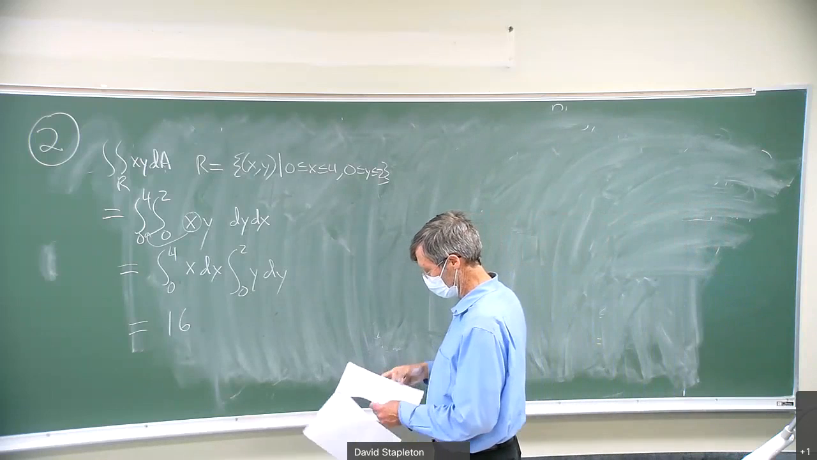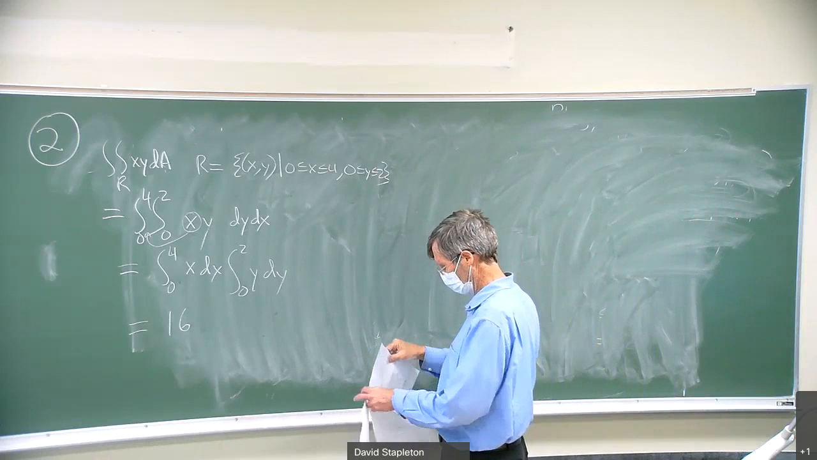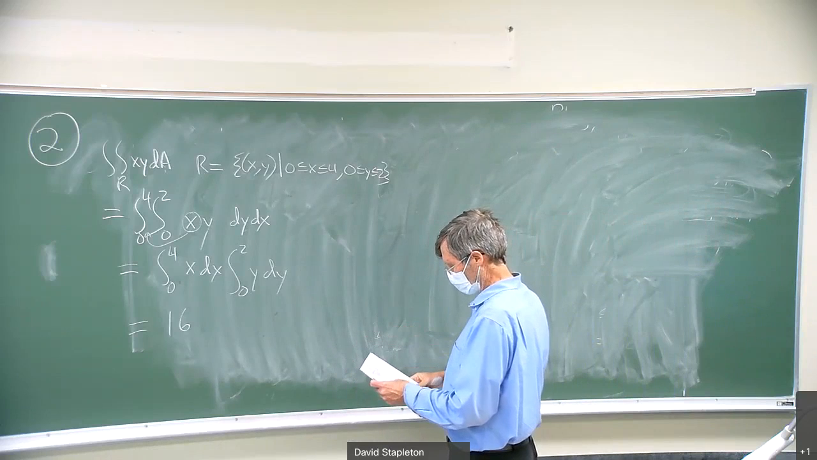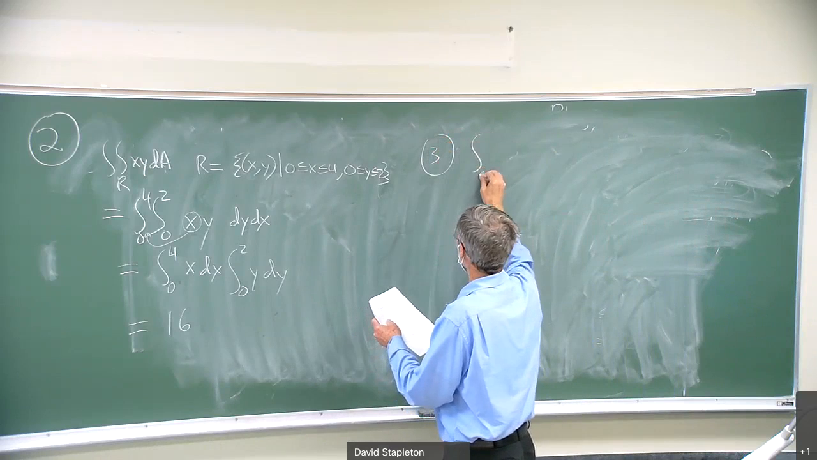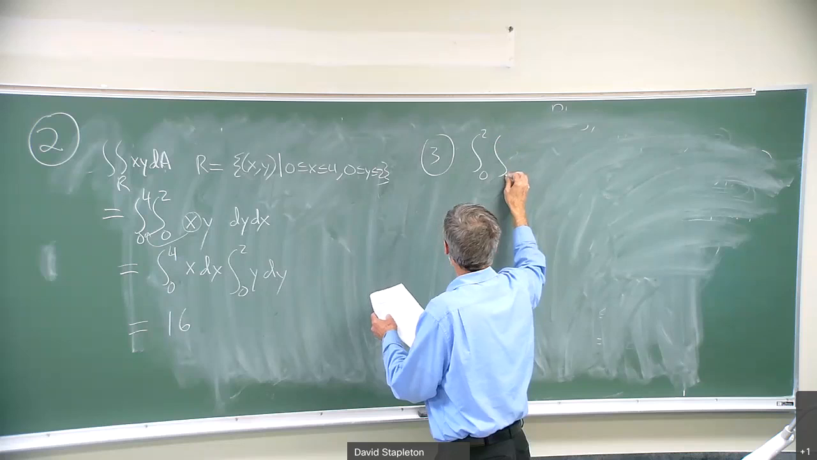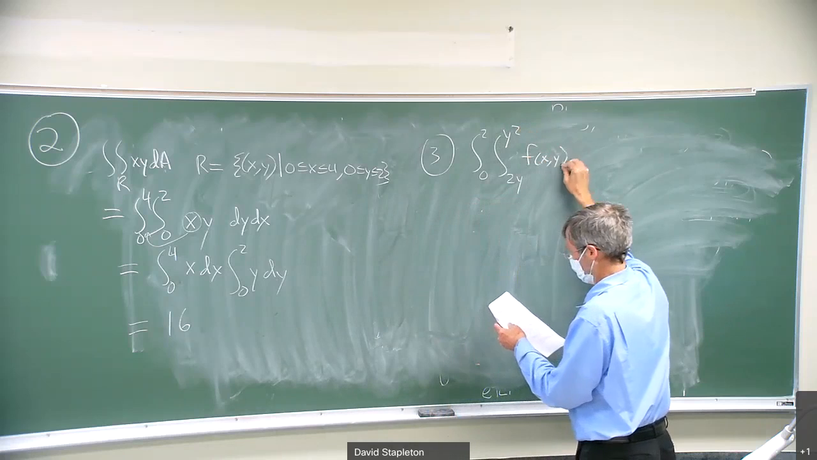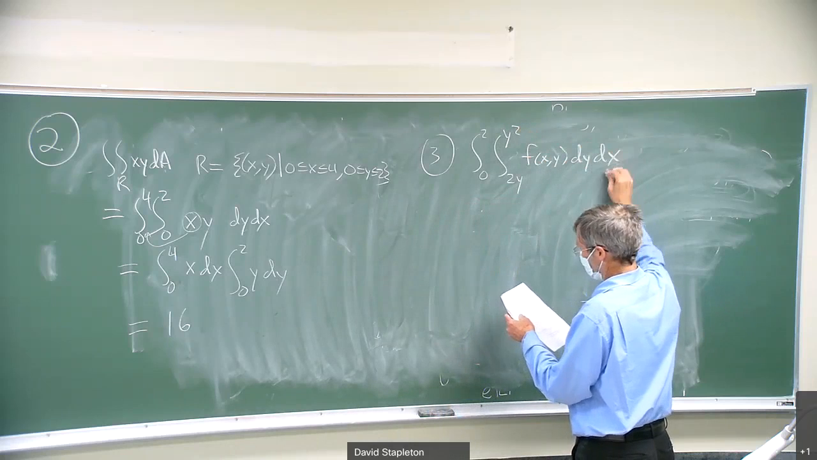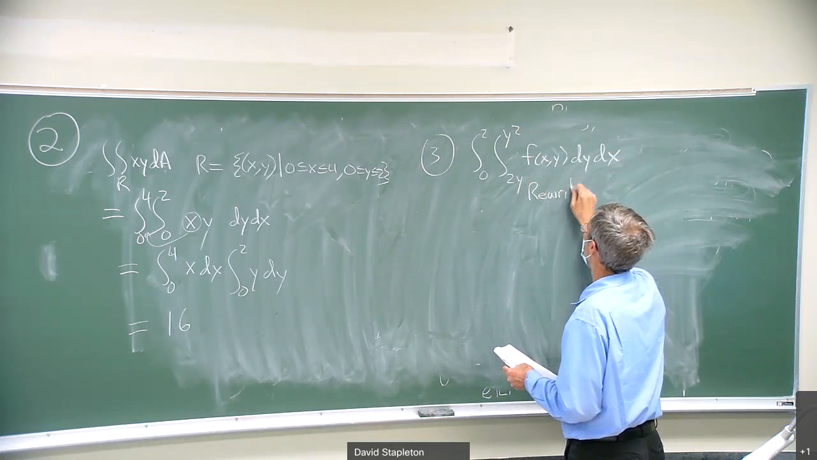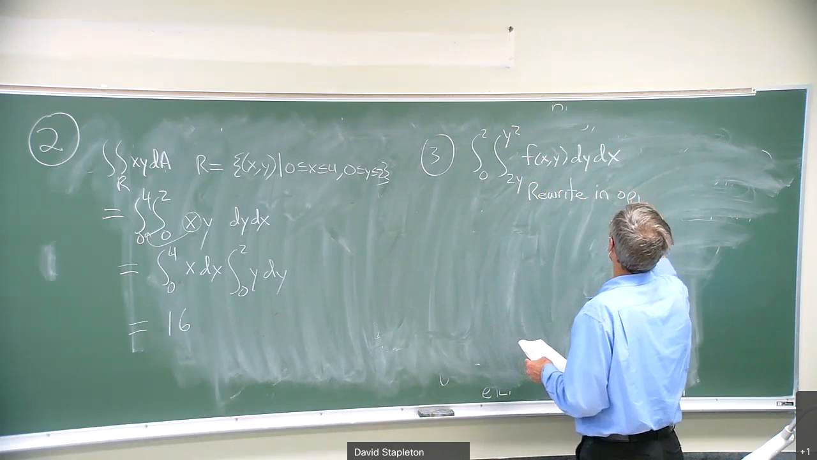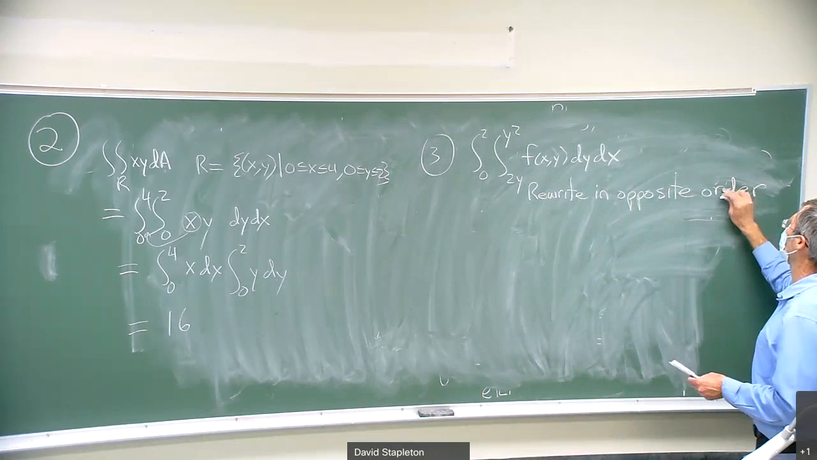Okay, here's number 3. Suppose I gave you this double integral, from 0 to 2, from 2y to y squared, of some integrand f of x y, dy dx. Rewrite it as an iterated integral in the opposite order. How do I rewrite that in the opposite order?